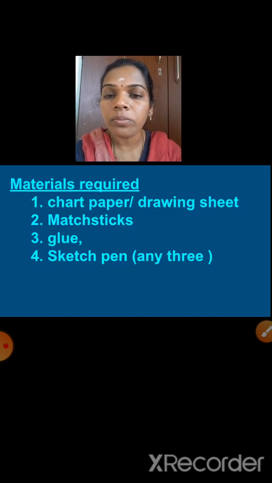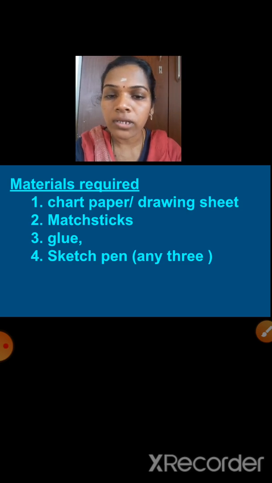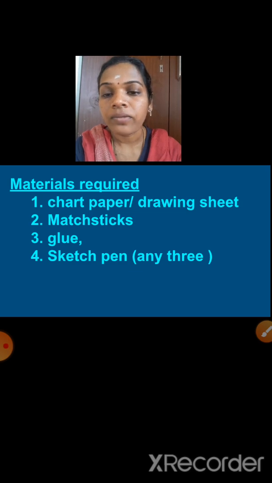And materials, which materials you require. First one is chart paper or drawing sheet, any one. And matchsticks, glue, sketch pen. Children, I hope you will get all these things from your home, isn't it? Yes.